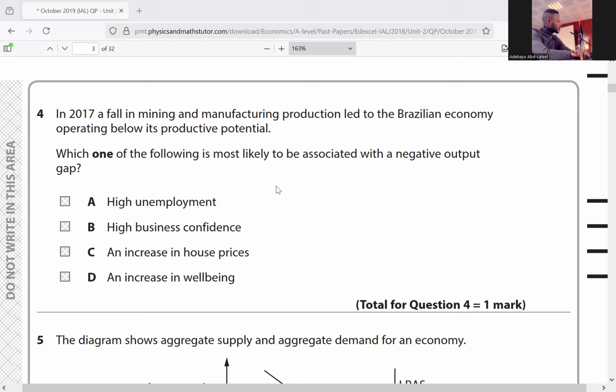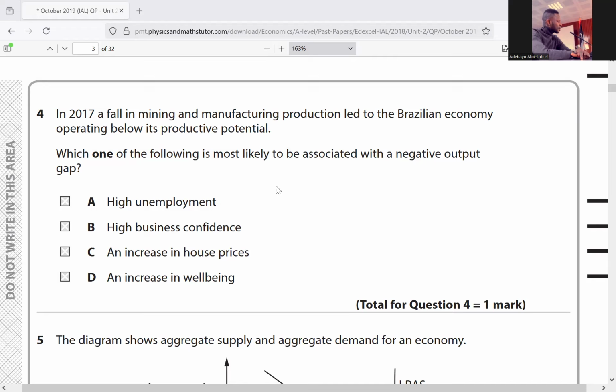So which one of the following is most likely to be associated with a negative output gap? For a negative output gap, it will be as a result of high unemployment. So the answer for question 4 is A. So let's look at B. Option B, high business confidence. High business confidence will bring about a positive output gap, not negative.